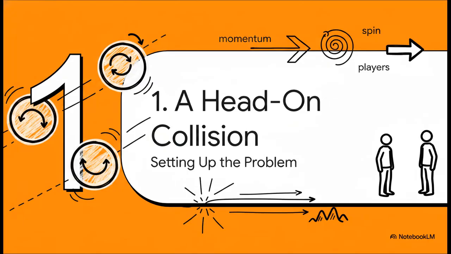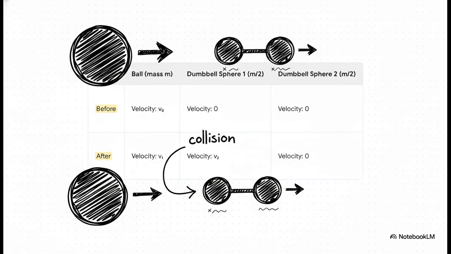Okay, let's get started. Like with any physics problem, the very first thing we have to do is get organized. We need to define all the players on the field, what they are, how much they weigh, and what they're doing before the action starts. So here's the whole situation laid out nice and clear.